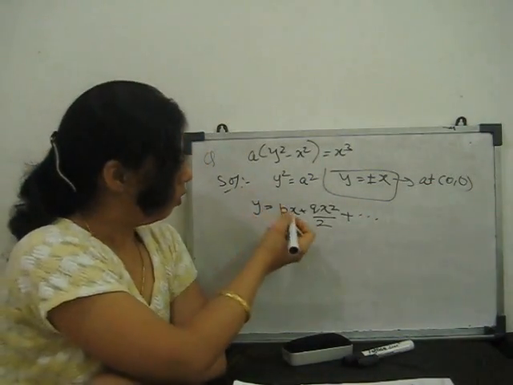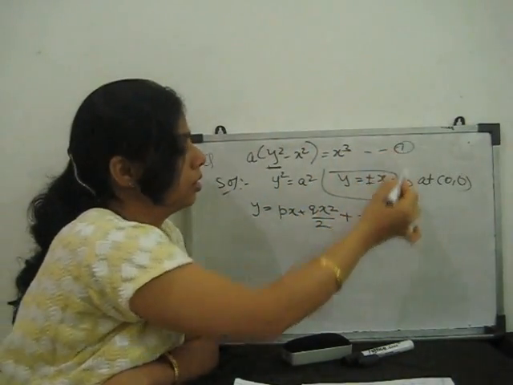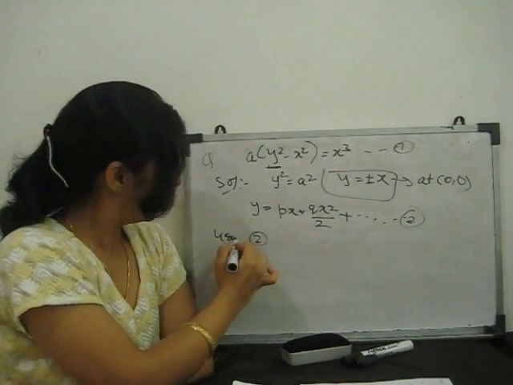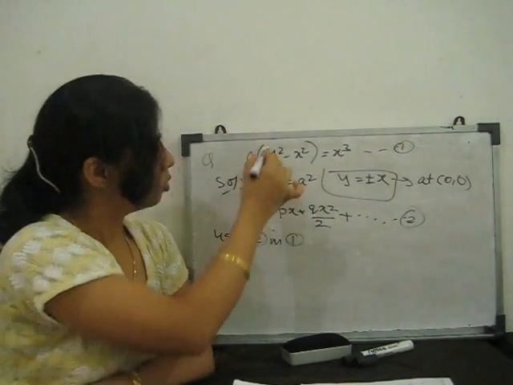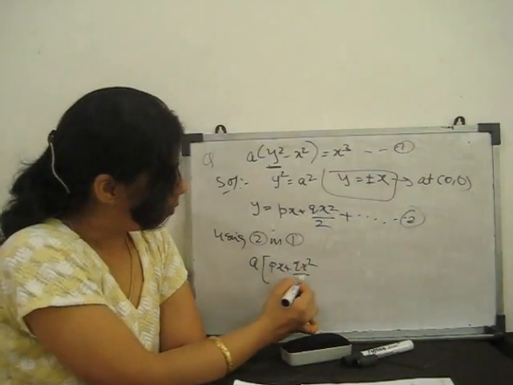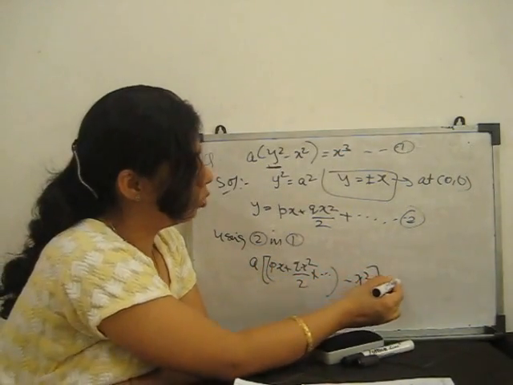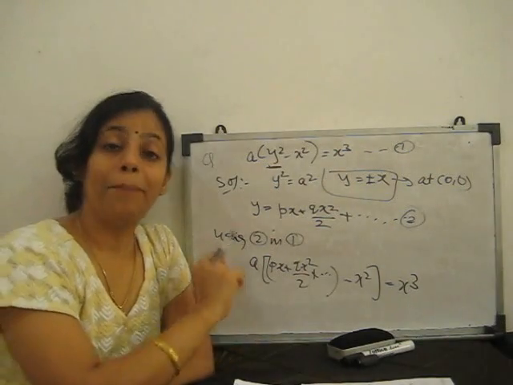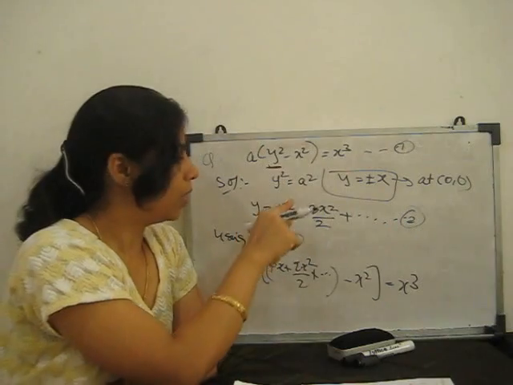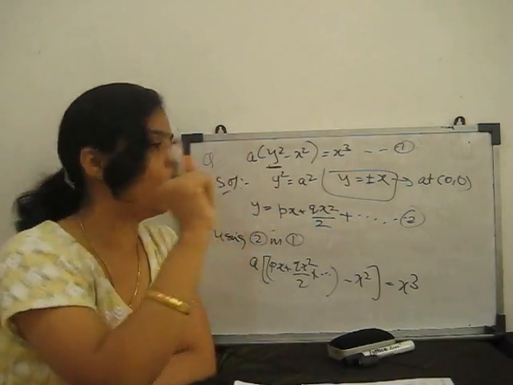Clear? So what is y? Here we substitute this expansion from 2 into 1. So substitute the value of y: a times (px plus qx square by 2 and so on) minus x square equal to x cube. Clear? P and Q. P is f of 0, the value of the function at the 0 point, the first order derivative, and this is the second order derivative. And the value of function f(0) is 0 at the origin.